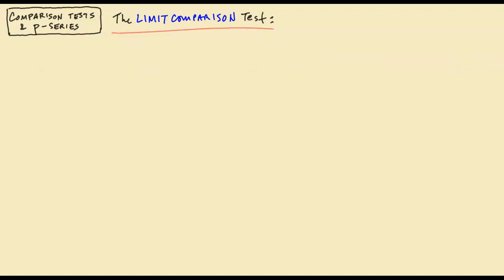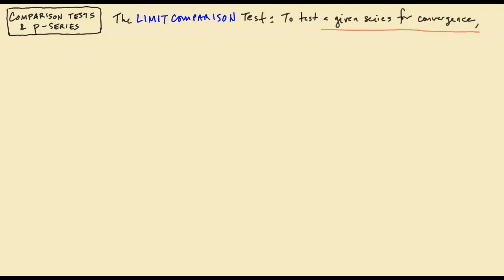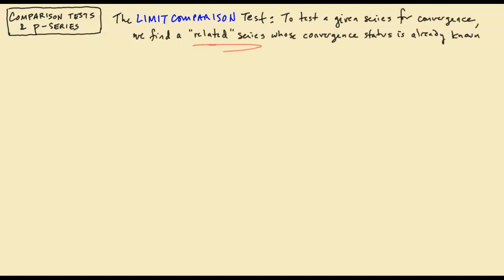Okay, it's time to state the limit comparison test. To test a given series for convergence, by which I mean its convergence status, convergence or divergence, we find a related series whose convergence status is already known. Now, what is meant by related will come out in a moment, but this is going to be our comparison series. So far, so familiar, but now we will see the difference.